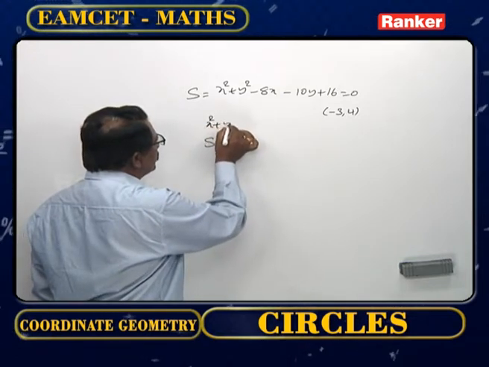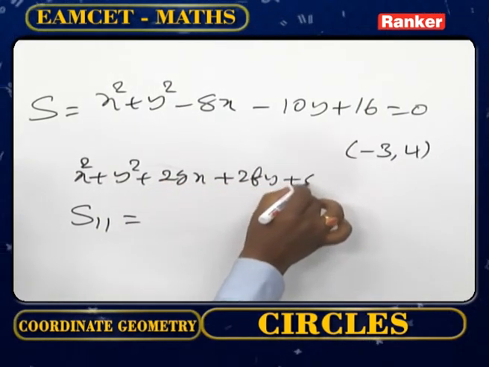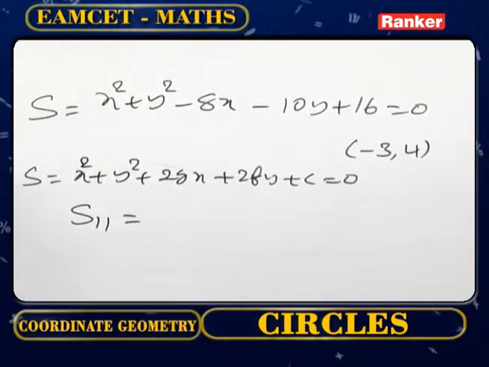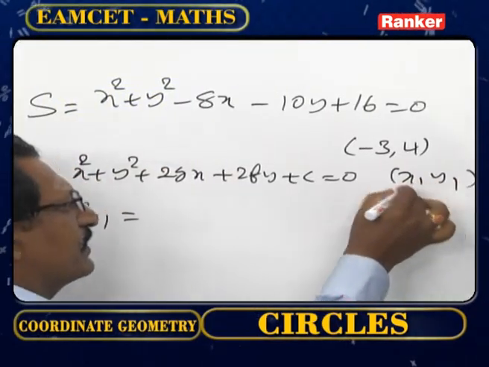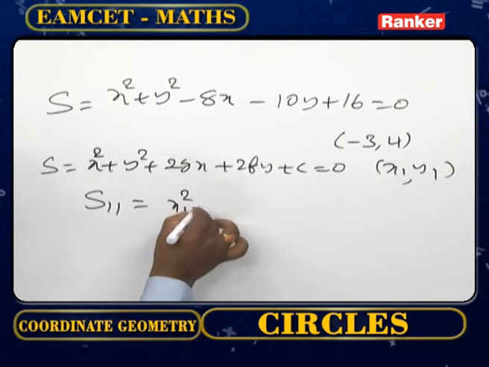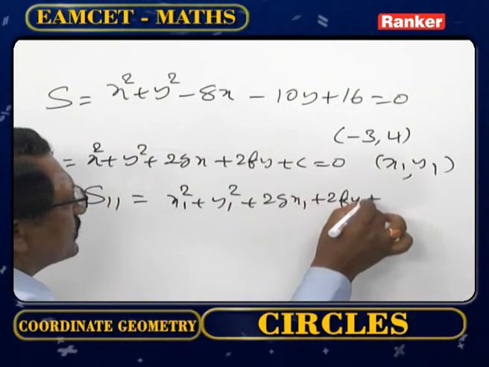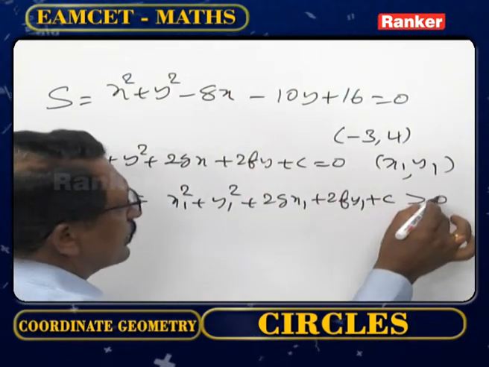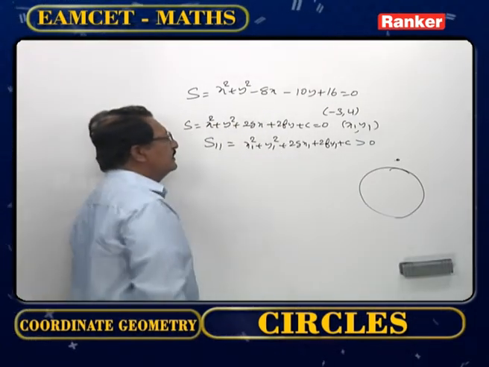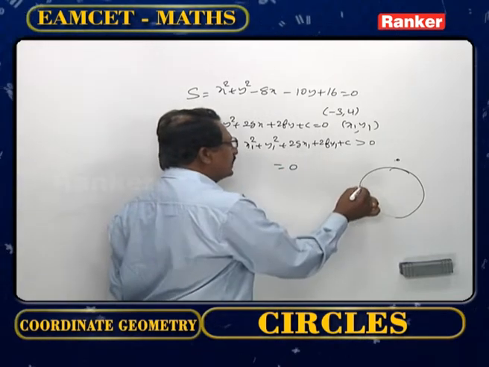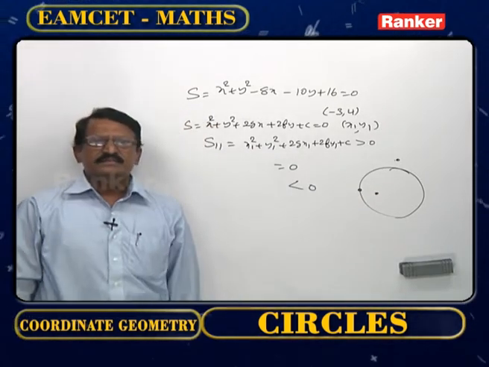The circle equation x square plus y square plus 2gx plus 2fy plus c equals 0 is considered S equals 0, the standard equation of the circle. For any point (x1, y1), S11 is nothing but x1 square plus y1 square plus 2gx1 plus 2fy1 plus c. If S11 is greater than 0, the point lies outside of the circle. If S11 equals 0, the point lies on the circle. If S11 is less than 0, the point lies inside of the circle.